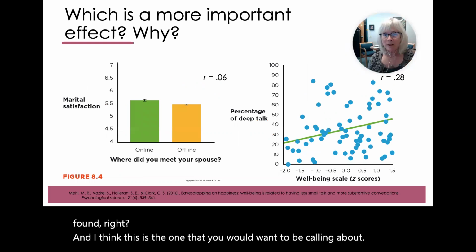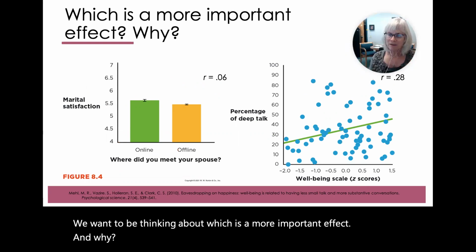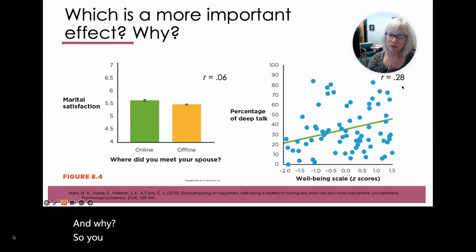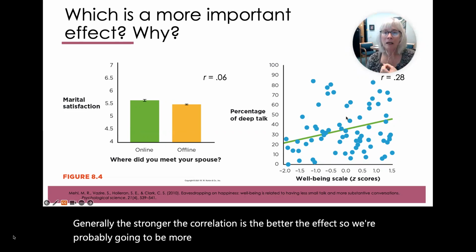We want to be thinking about which is a more important effect and why. So, generally, the stronger the correlation is, the better the effect. So we're probably going to be more likely to call home for this correlation than for this one.